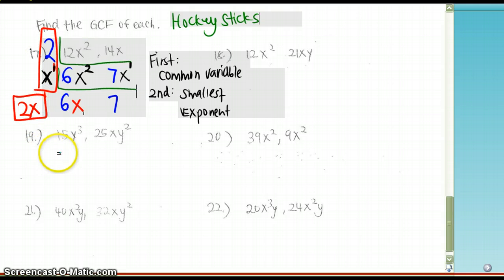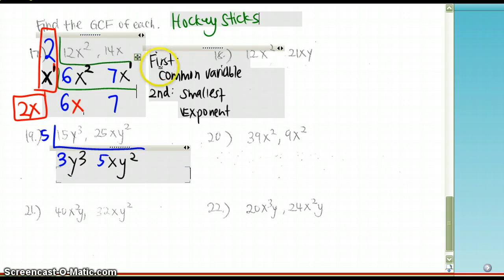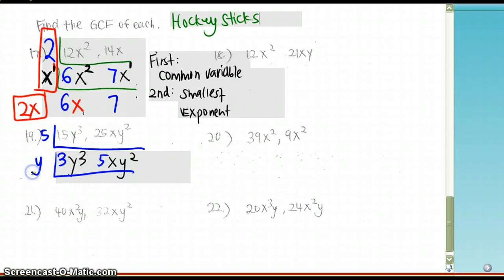I'm going to work my way down to number 19, and I'm going to do the hockey sticks here. I divide 15 and 25, both divide by 5. Then I get 3 under 15 and 5 under 25. I still have y cubed and x and y squared. Now I look for the common variable, just like up here. They both have a y. So when I do the second hockey stick, I write y out here.